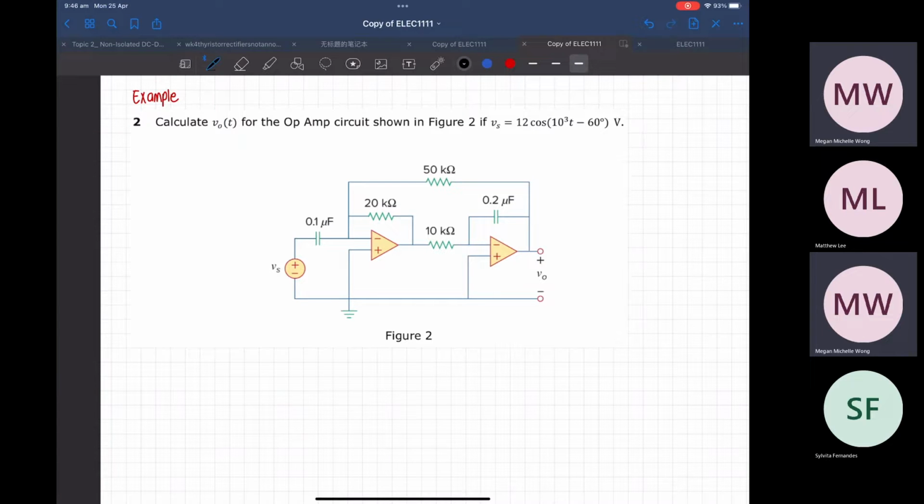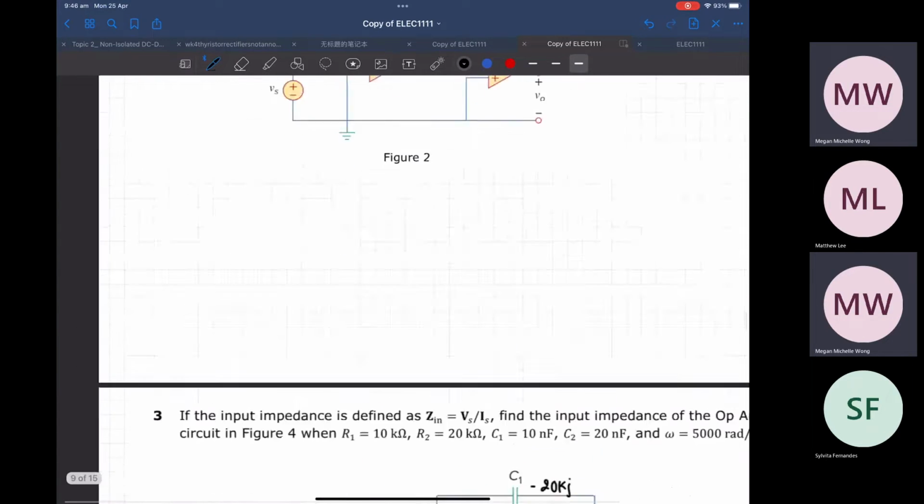Do you want me to go through this one? Or do you want me to continue with the other ones?